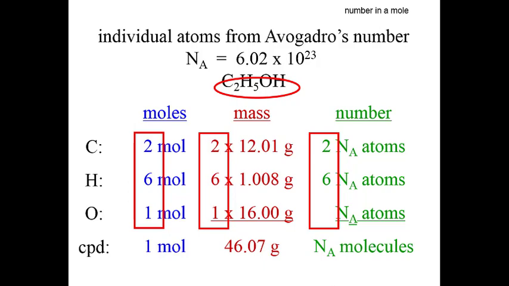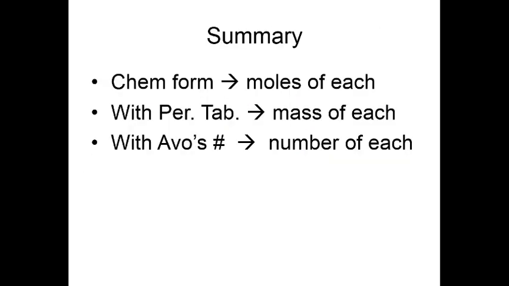The atoms add up to Avogadro's number of molecules in the compound. It is also Avogadro's number of formula units, but since this is a covalent compound, we can use the term molecule. In summary, we have seen that the chemical formula tells us how many moles of each element are in a mole of compound.